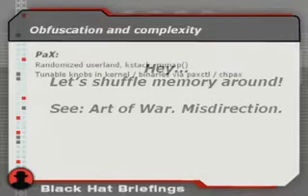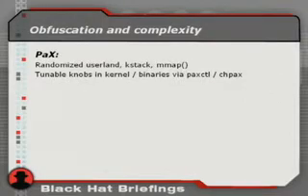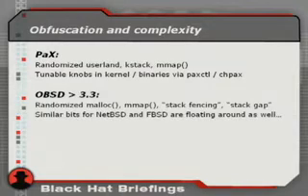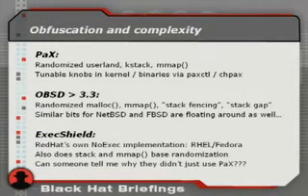It's fundamentally misdirection. Let's shuffle address space. You have a randomized userland, kernel stack, mmap in PAX, which was kind of one of the first folks to implement this. OpenBSD has added a lot of these things. ExecShield in Red Hat does their own ASLR implementation. I have no idea why they didn't use PAX.